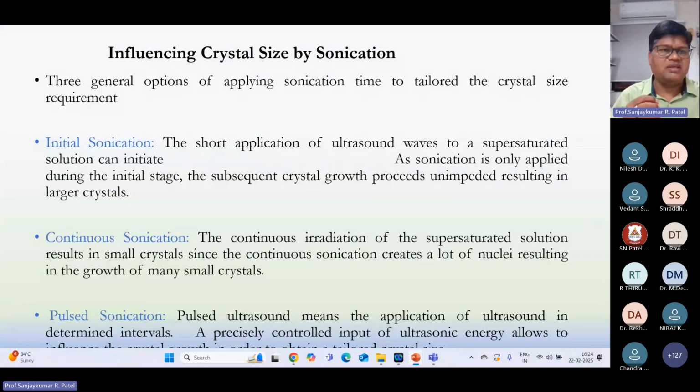You can give the initial sonication only, meaning you give the ultrasonic energy until the nucleation is created, then stop it, and let the mixing be done to create particular crystals, or for the growth of the crystals. So you can give an initial sonication, or else you can continue to give ultrasonic energy until all the concentration is utilized for the growth of the crystals, and finally we get the precipitated crystals.